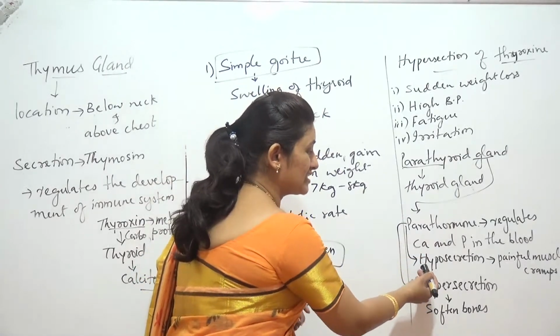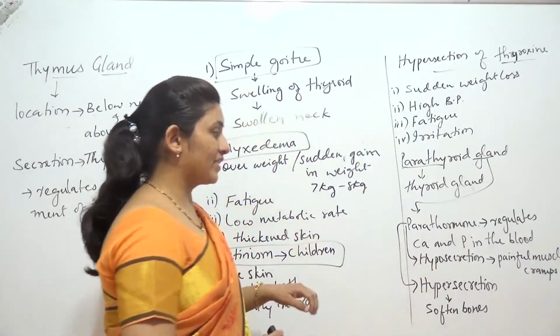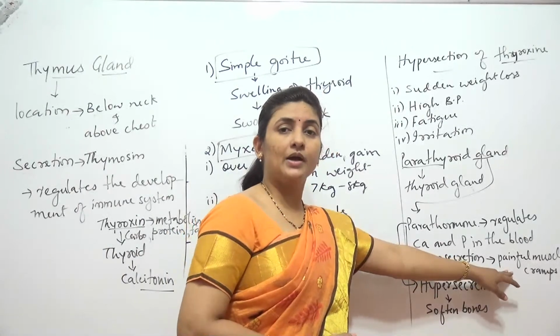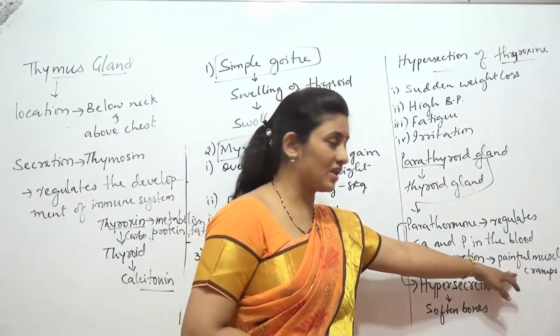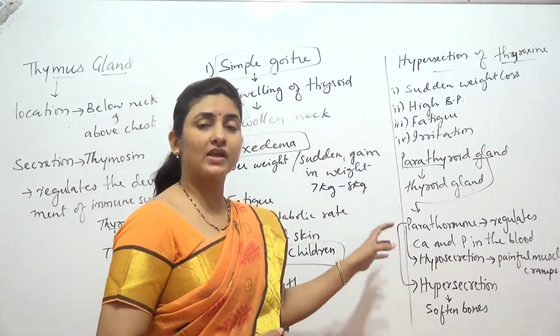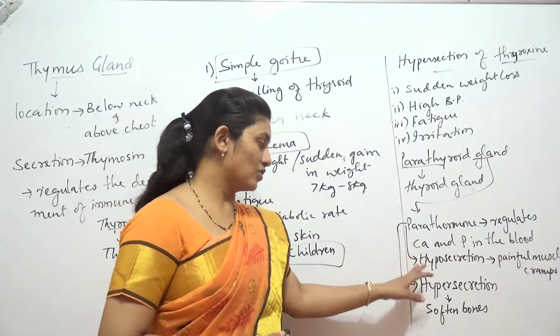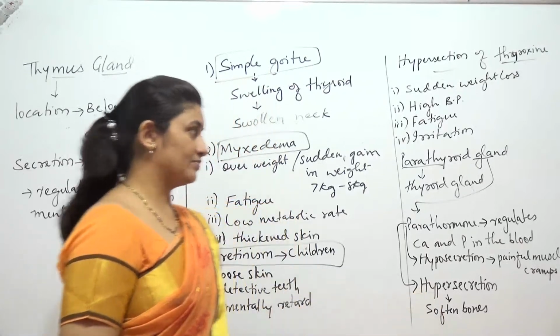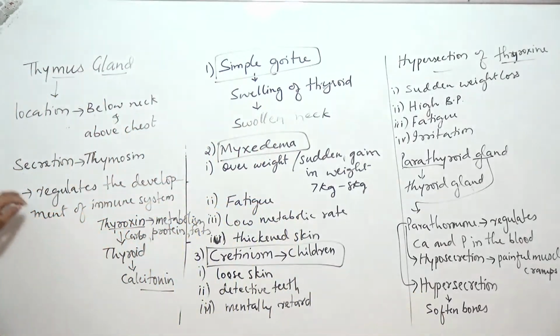What happens if its secretion is inadequate? Then it results in painful muscle cramps. And if its secretion is more, then it removes the calcium content from the bones, softens the bones, and makes the bone brittle.